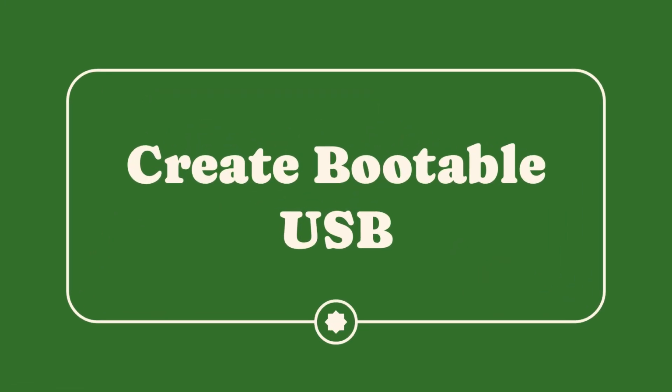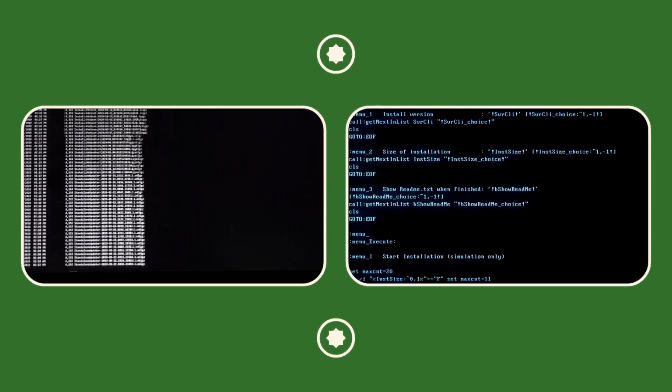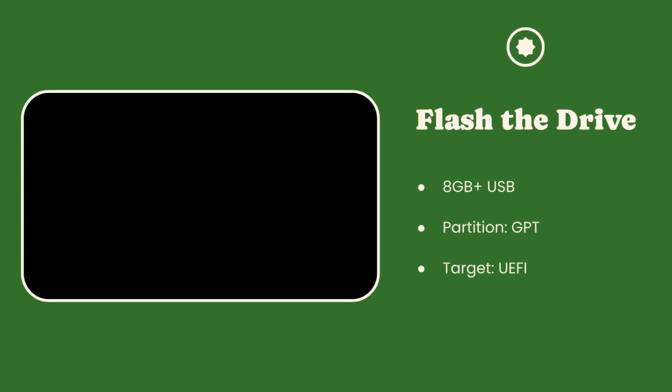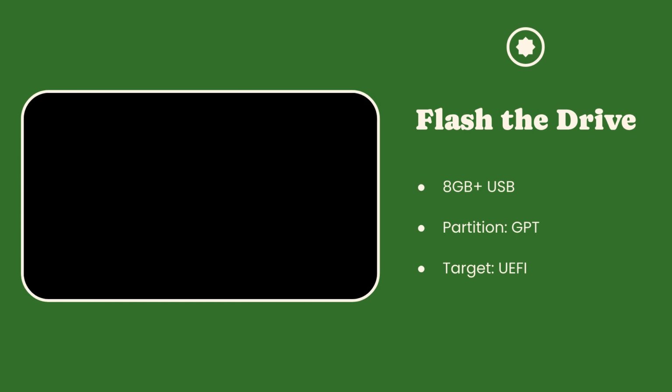Next, let's create the bootable USB drive we'll use to install Linux Mint. You need two things: the Linux Mint Cinnamon ISO file and a utility like Rufus to flash the image onto your USB drive. Plug in your USB drive, select the ISO and Rufus, and ensure the partition scheme is set to GPT and the target system is UEFI before clicking Start.